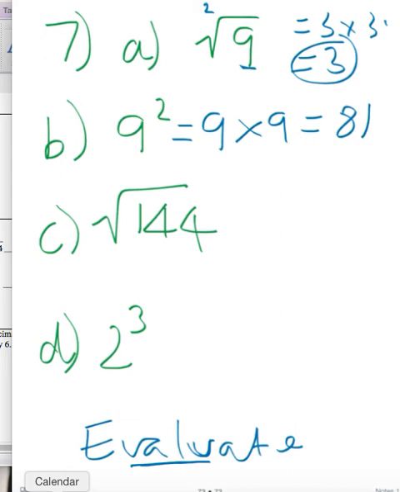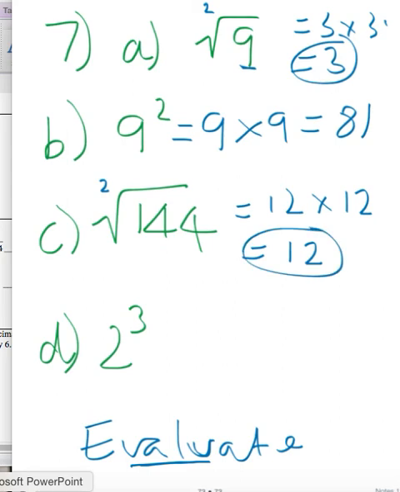So the square root of 144, what is the number times itself twice to give us that? So once again, we've got the square root. And I know that 12 times 12 will give me 144. So I'll write that down as part of my working out. And then to the final answer, the number is 12.